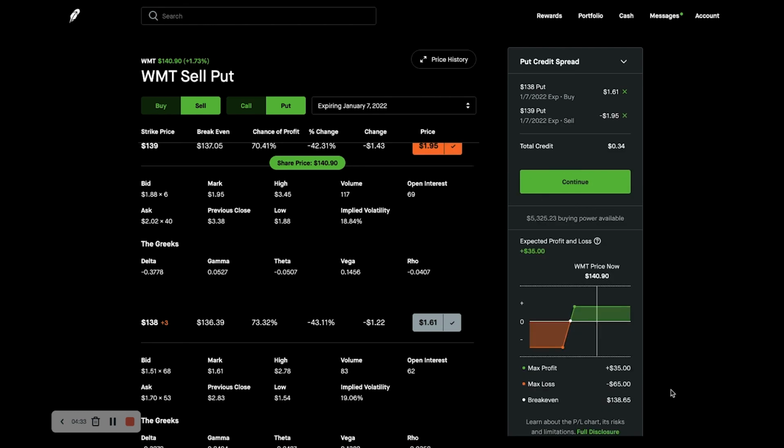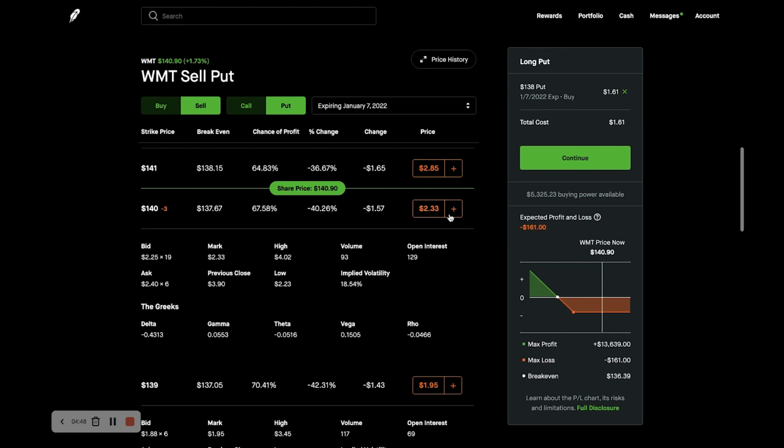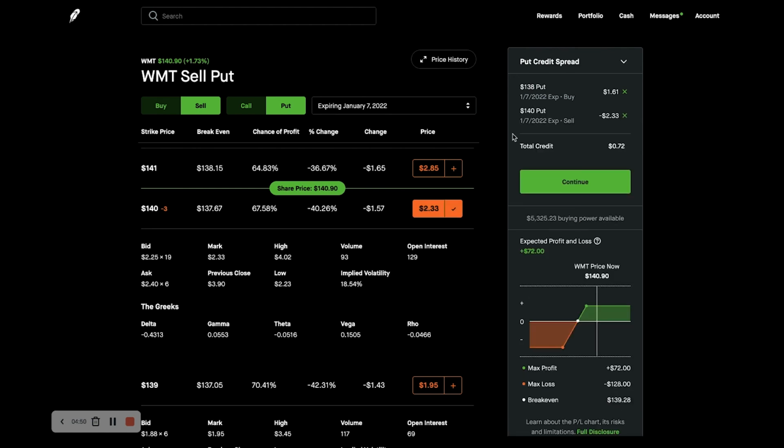So I am risking $137 to make 34. That doesn't seem right. Okay, that's not right. Let's go back. We selected, we want. All right, cool. So we're risking $136 to make $72. Okay, so the credit received is 72 cents.